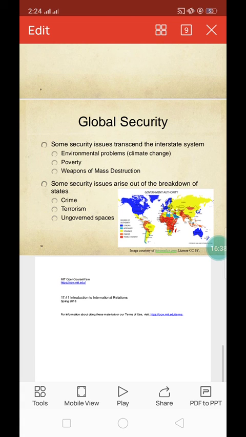Next is ungoverned spaces. Ungoverned spaces are often cited as key threats to national and international security and are increasingly targeted by the international community for external intervention. The term ungoverned spaces is contested.